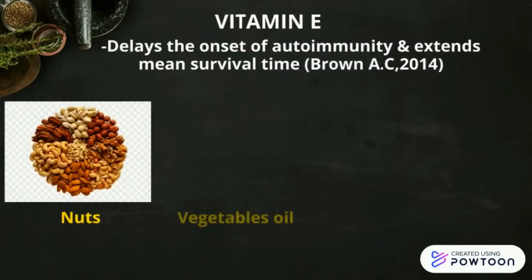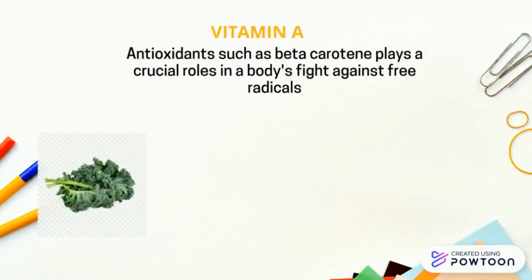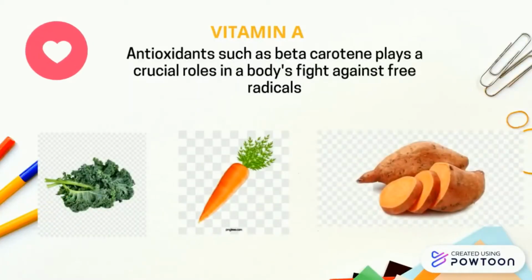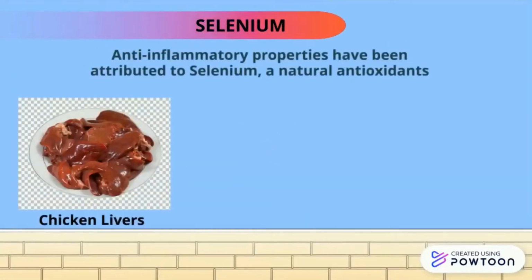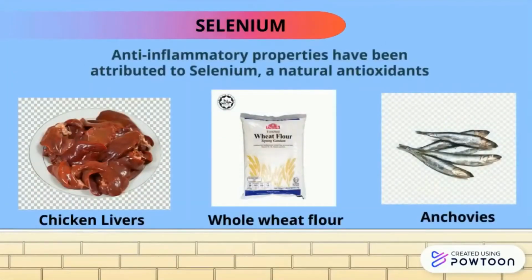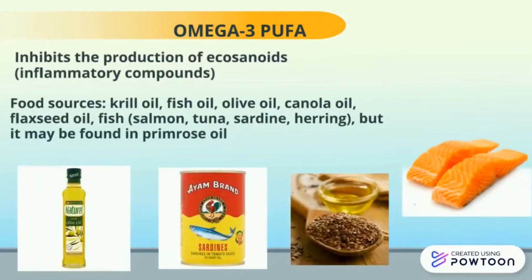Vitamin E: nuts, vegetables, oil, green leafy vegetables. Vitamin A: kale, carrots, sweet potatoes. Selenium: chicken livers, whole wheat flour, anchovies. Omega-3 fatty acids: olive oil, sardine, flaxseed oil. Diet tips.